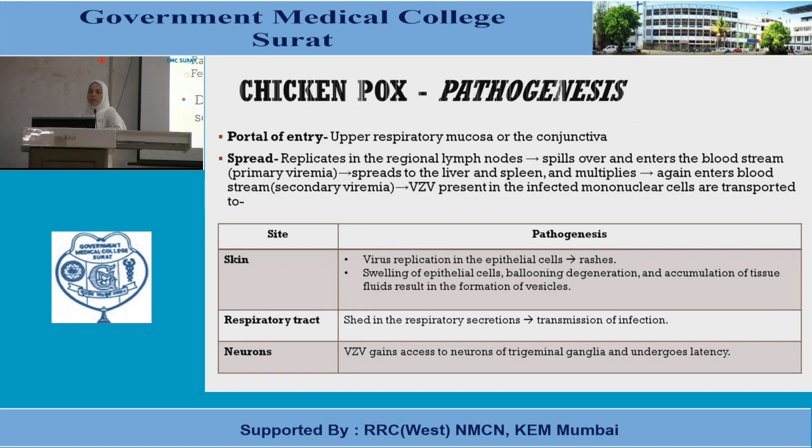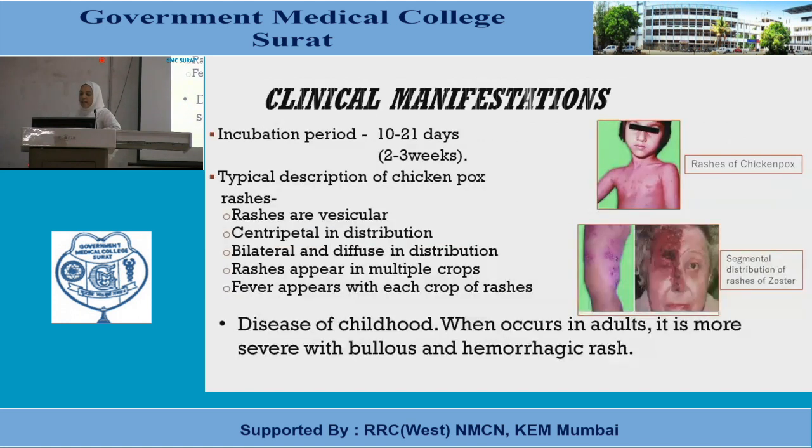So the incubation period is like 2 to 3 weeks. Here is the photograph of rashes of chickenpox, and here you can see a very segmental distribution of zoster rash. Typically the rashes are vesicular, centripetal, bilateral and diffuse in distribution. The rashes appear in multiple crops. Fever appears with each crop of rash. It is a disease of childhood; when it occurs in adults, it's more severe with bullous as well as hemorrhagic rashes.